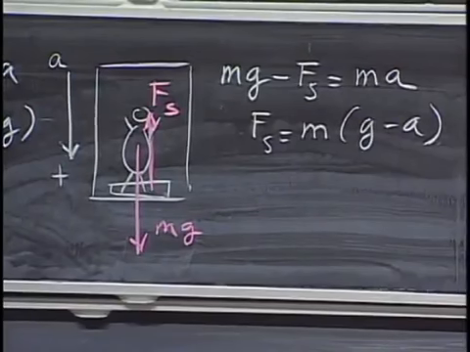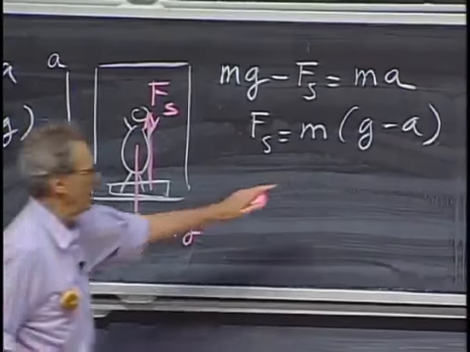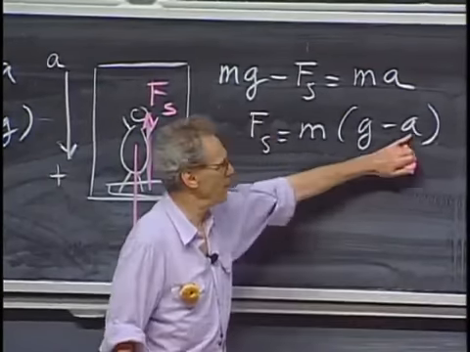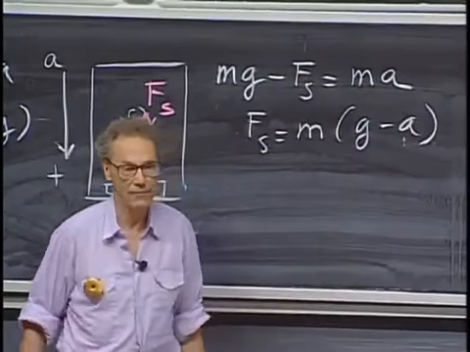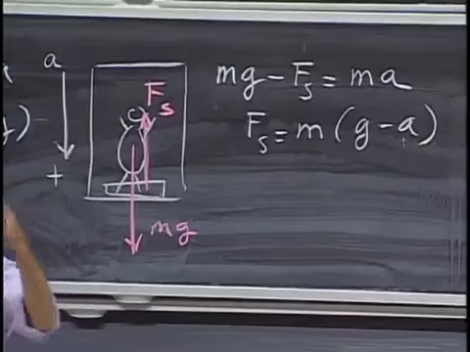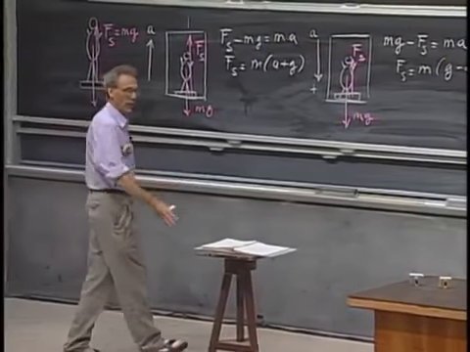This is one way of doing it, and you put in positive values for a. If a is 5 meters per second squared, you get 10 minus 5 is 5. Your weight is half. You've lost weight. Being accelerated down, you've lost weight.